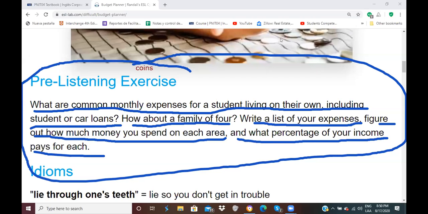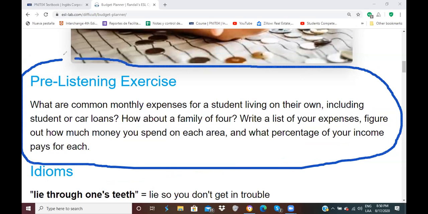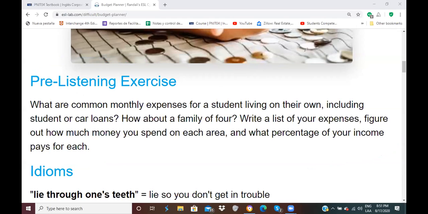At this moment, does anybody have any questions related to this vocabulary? Loans. Car loans. Another question? Yes? Where it says, what are common monthly? Monthly, mensual. Another question from this section?